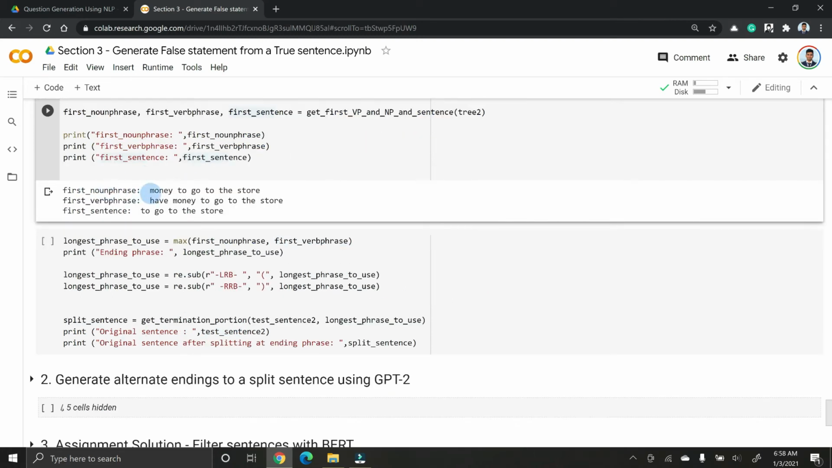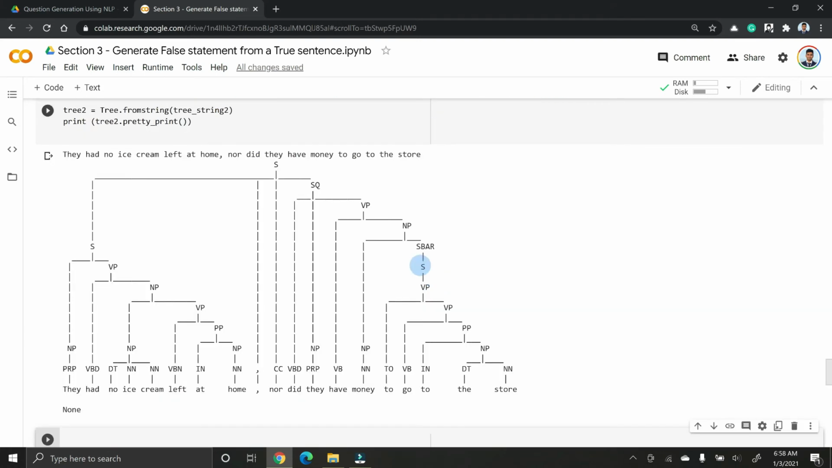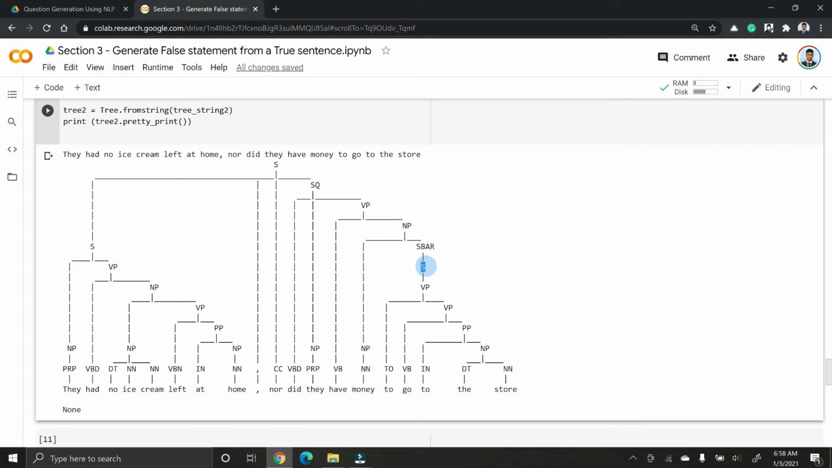The first noun phrase is money to go to the store. The first verb phrase is have money to go to the store, and the first sentence is to go to the store. Let's see this. So as you can see, the first sub-sentence that we have S here, that's why we got to go to the store as the sub-sentence. And the first noun phrase is money to go to the store, and the first verb phrase is have money to go to the store, as we have seen below.